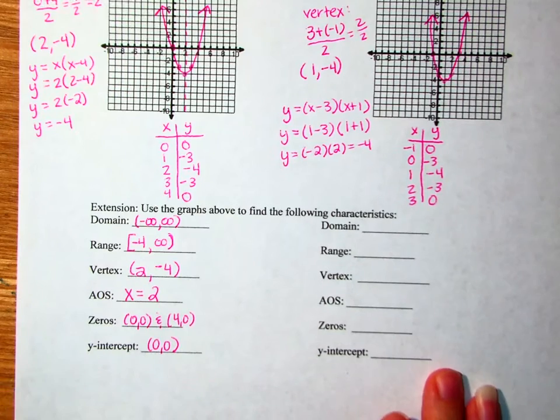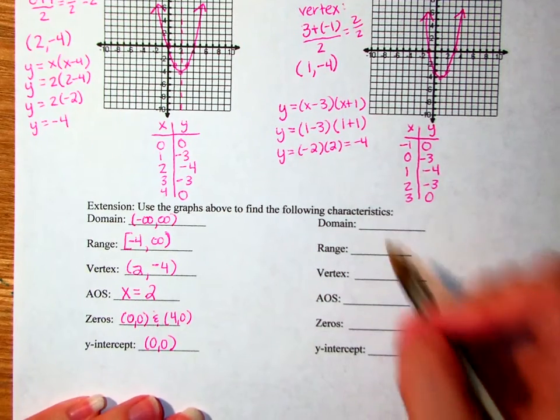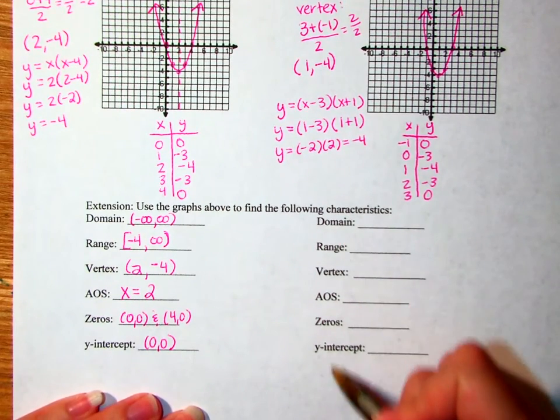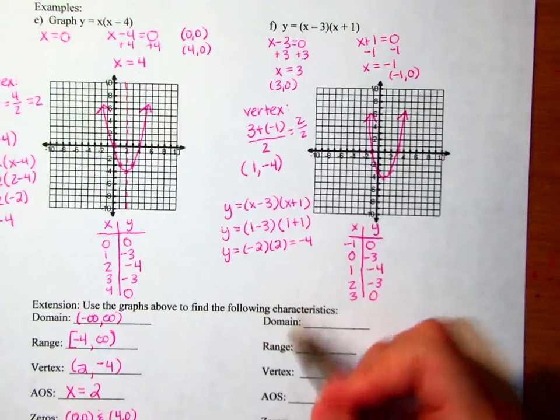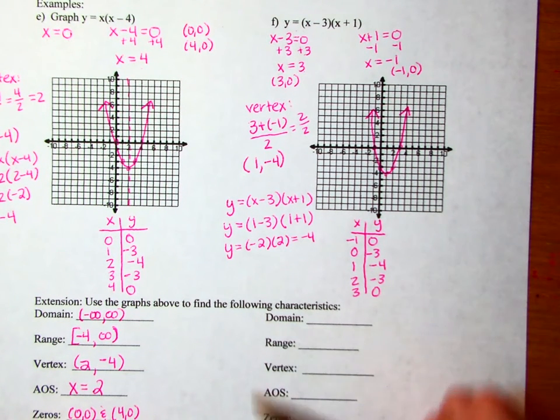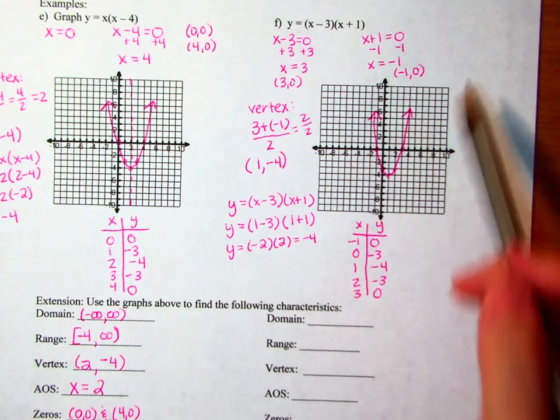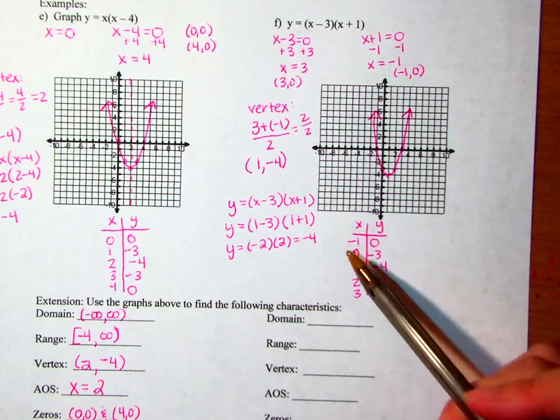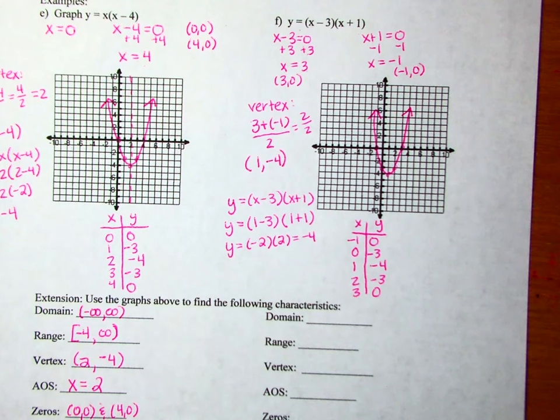So now, as your final problem to try, I want you to try finding the characteristics here for the graph you drew right here. You're now going to find these characteristics: domain, range, vertex, axis of symmetry, zeros, and y-intercept. Same as what we just did, but now you're going to do it for this graph that you see. When you're finished, go ahead and watch the final video that goes over those notes.